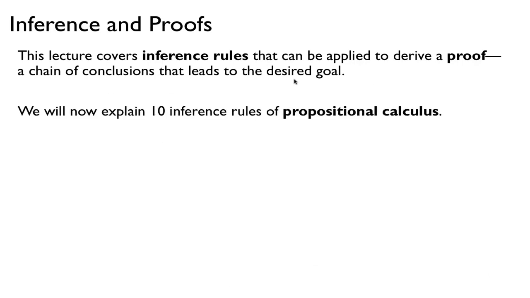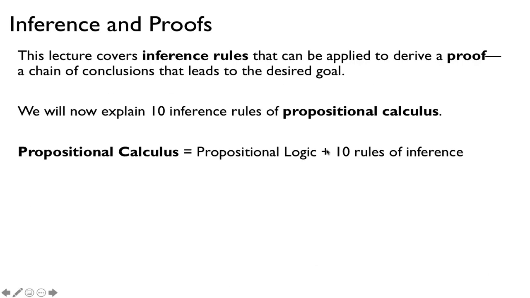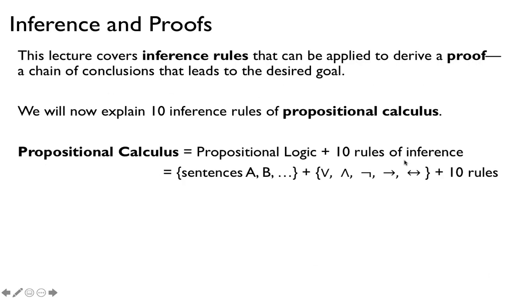So we're going to have 10 inference rules, and these rules together with propositional logic that we discussed earlier are called propositional calculus. So basically, propositional calculus is propositional logic plus the 10 rules of inference. And again, what is propositional logic? It's essentially all those sentences, A, B, true or false sentences, all the connectives, and now we're going to add into that the 10 rules of inference. So now we can actually derive conclusions rather than try to check models.